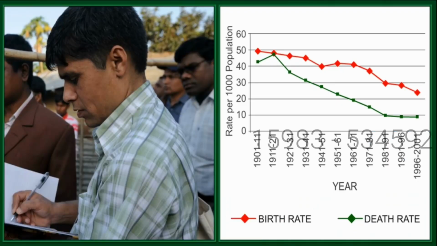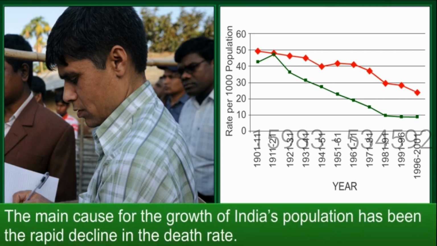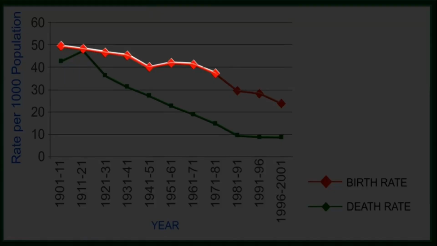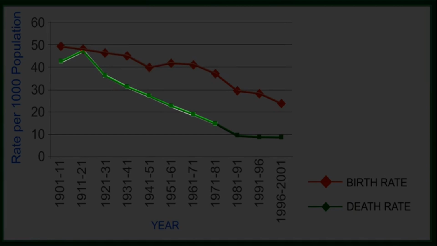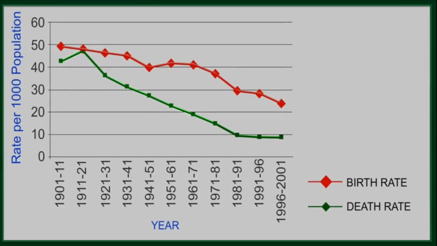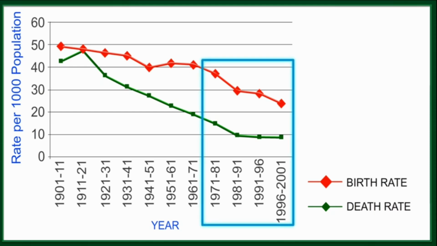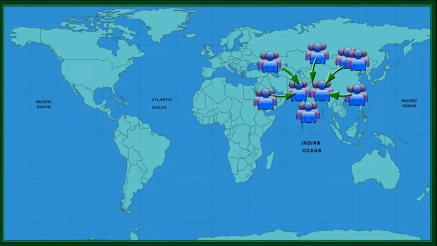The main cause for the growth of India's population has been the rapid decline in the death rate. Till 1980, high birth rates and declining death rates led to a large difference between them, resulting in higher rates of population growth. Since 1981, the birth rate started declining gradually, resulting in a gradual decline in the rate of population growth. The third component of population growth is migration.